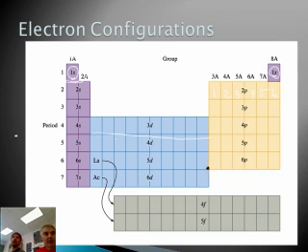So Mercury, is it in row 6? Here is Mercury, right? No, that's 7. Oh, it's in row 6. There, Hg. Okay, so there's Mercury, and so let's go backwards.